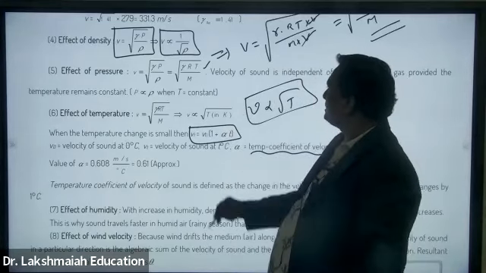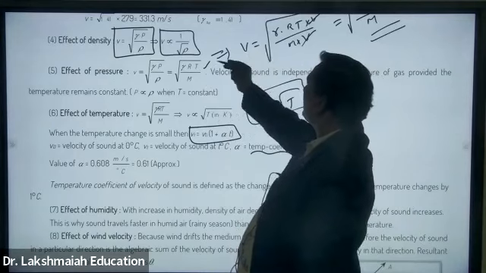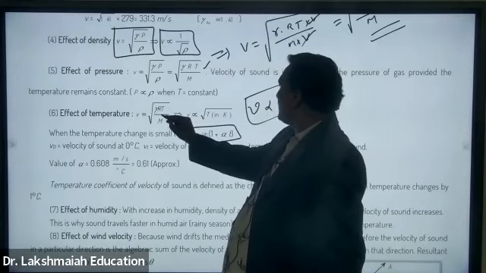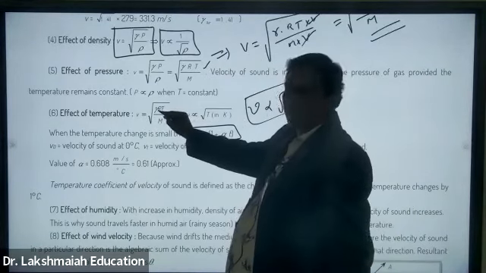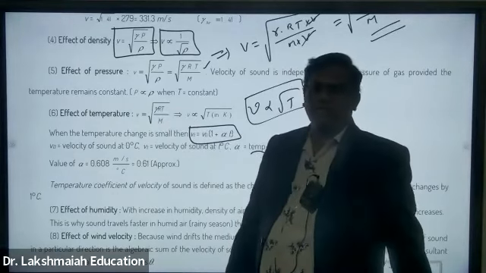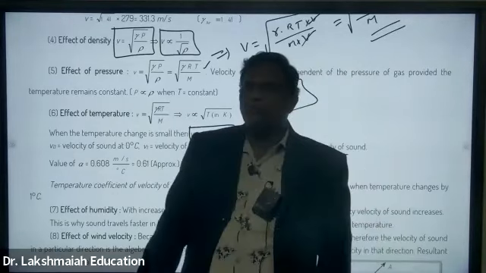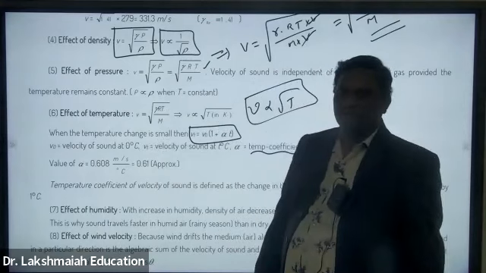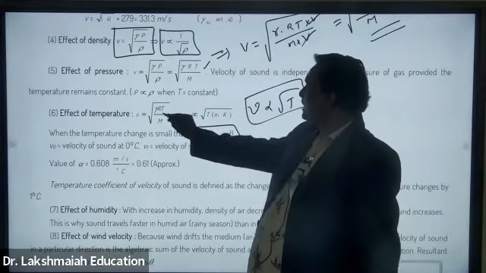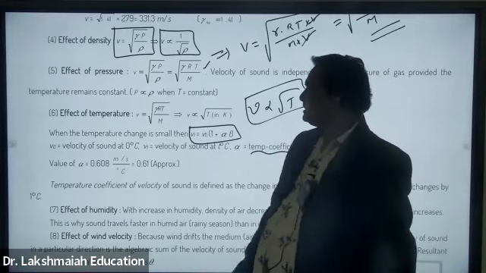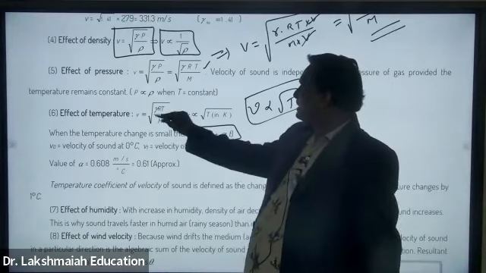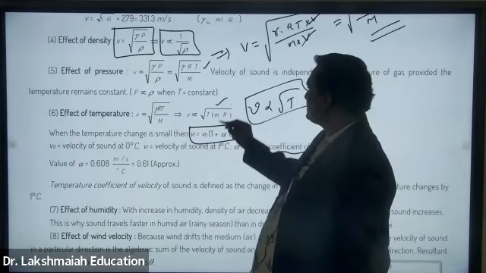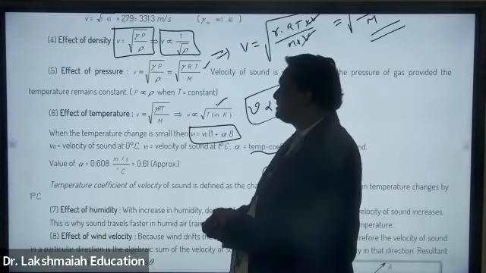From that, using PV is equal to nRT, we write the velocity as root over gamma RT by M. Gamma and R are constants. For monatomic gas, what is gamma? For diatomic gas, what is gamma? You know: monatomic is 5 by 3, and diatomic is 7 by 5. R is the universal gas constant, and M is the mass. Taking all other values as constant, velocity of sound is directly proportional to the square root of the temperature. Very, very important. So it is highly sensitive to the temperature.